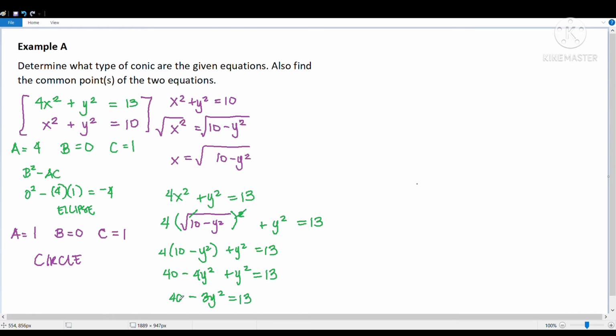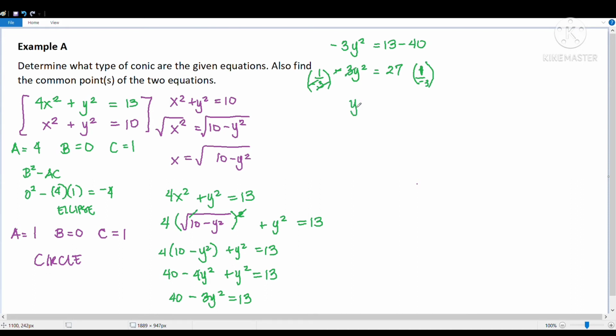And we use the addition property of equality. We add negative 40 to both sides so that the 40 on our left side will move to the right side. So it will become negative 3y squared is equal to 13 minus 40. So we have negative 3y squared is equal to negative 27. And then we use the multiplication property of equality. We multiply both sides by 1 over negative 3, so the negative will be eliminated and the 3 will be eliminated.